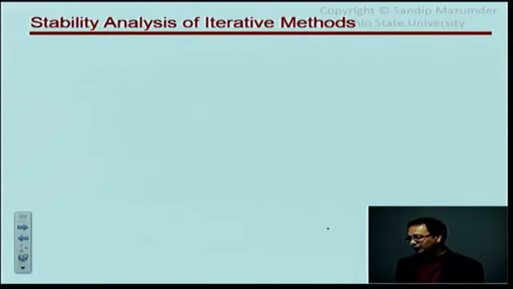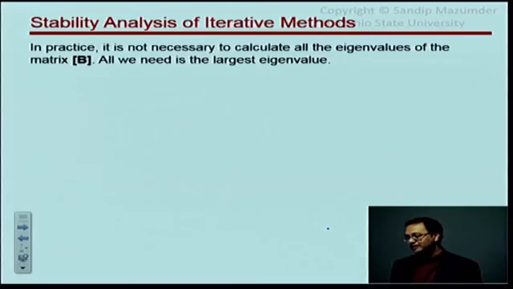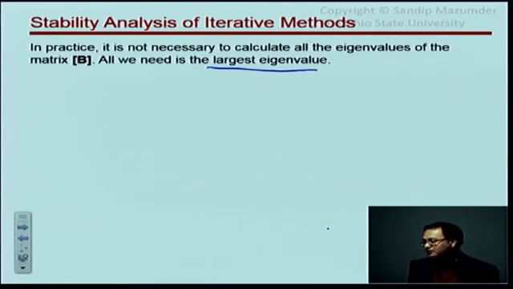Now, the savior is the fact that all we need is the largest eigenvalue. We don't care about all the other eigenvalues. This is what people realized very early on: that really all we are interested in is the largest eigenvalue, so why even bother about finding all the eigenvalues? Let's try to focus on a method where we can find the largest eigenvalue.